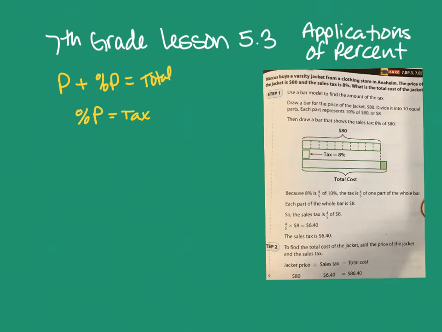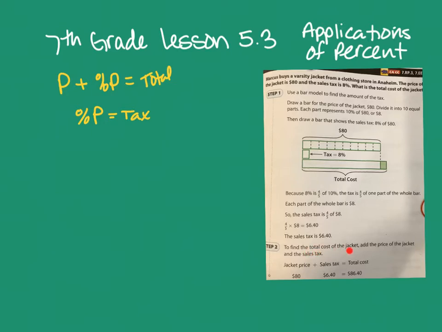Find out what 8% of that is, and they said because 8% is 4/5 of 10, which is broken in, these are in tenths, right? $80 broken into tenths, $8 a piece. Then 4/5 of 10 is going to be 8%. So the tax is 4/5 of one part of the whole bar. Each part of the whole bar is 8, because 8 times 10 is 80. 4/5 of $8 is $6.40. So we find out the sales tax is $6.40.